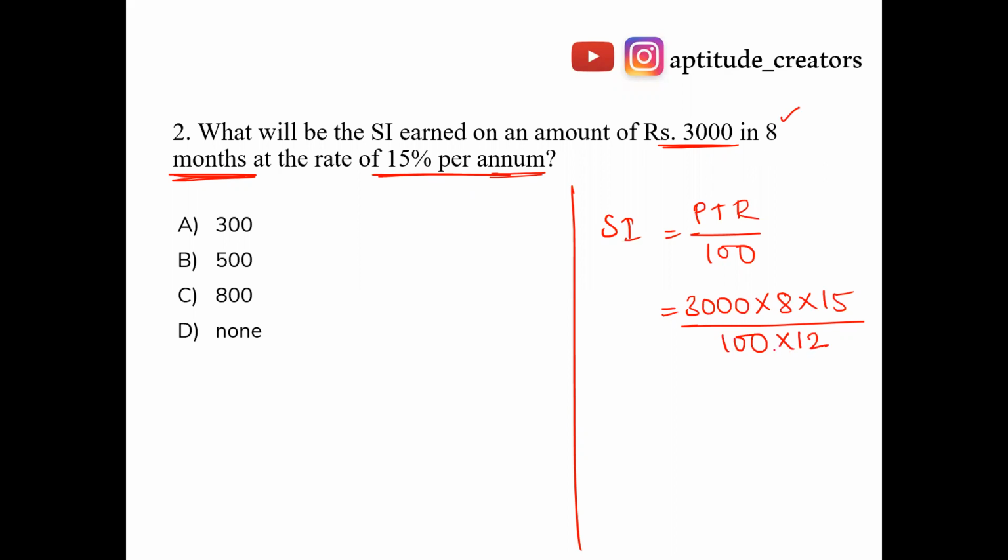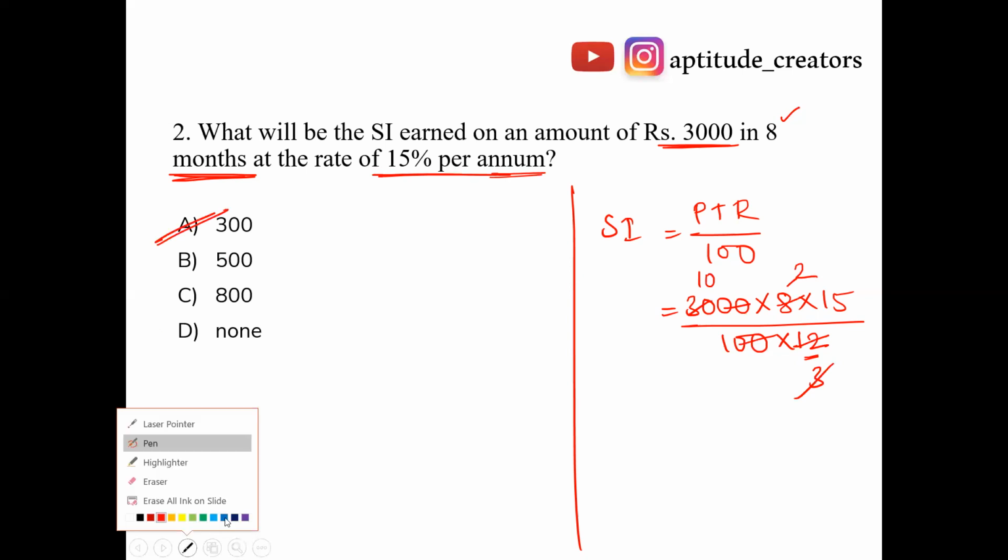Okay. Why you have to divide with 12? Because 1 year is equals to how many months? 12 months. Correct. Out of 12 months, you are calculating only for 8 months. That is the reason. Okay. Now, if you solve, 4 twos and 4 threes, 300. Answer is option A, 300.